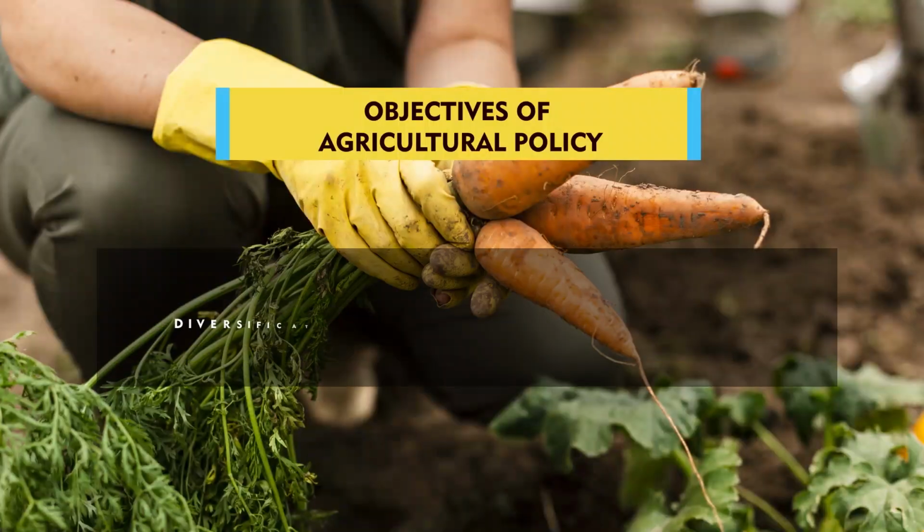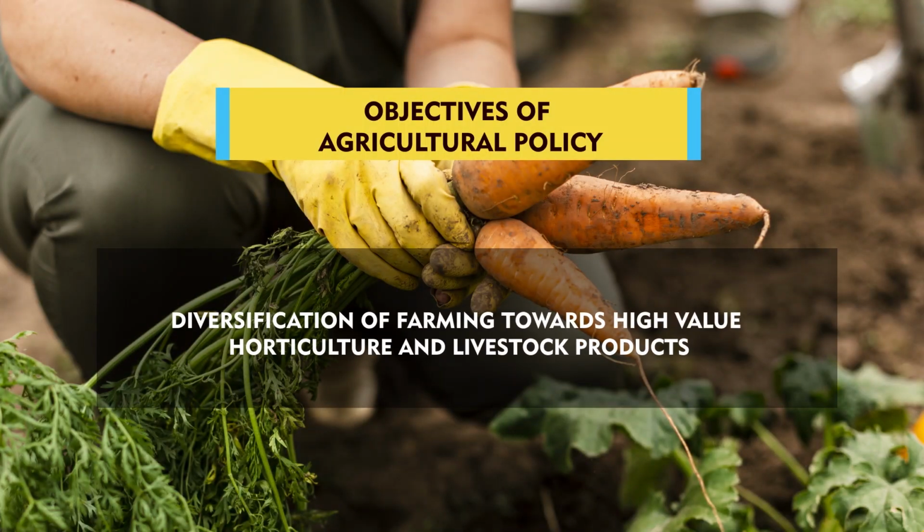Then diversification of farming towards high value horticulture and livestock products is another objective. If you want to increase the farmers' income, cereal crops alone are not able to provide sufficient income. So farmers can adopt horticulture activities, or they can go for livestock or animal rearing, so that they will have income.